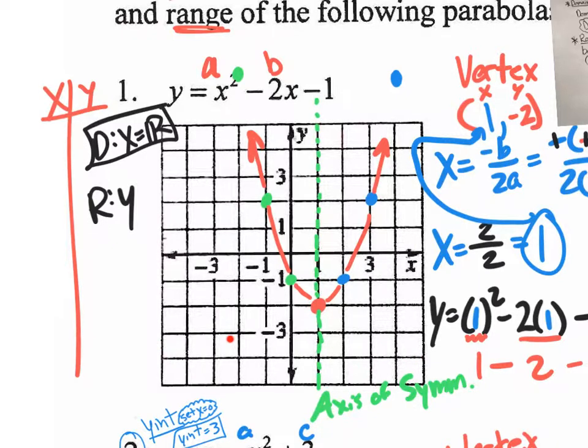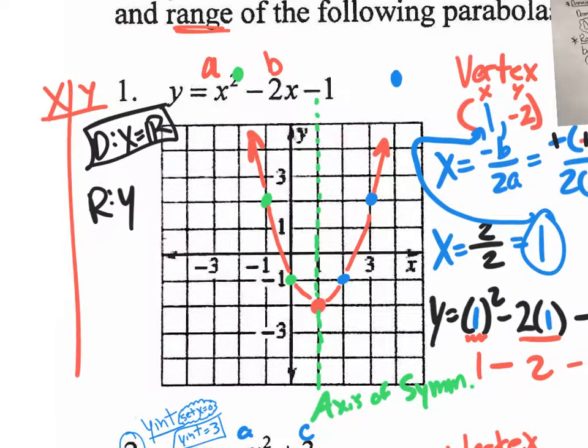It's not at -4. It's nowhere below that. So we need to state the range. We need to state where this parabola is with regards to y values. And let me tell you this. On our notes, it says that it's either going to be above or below your vertex y value. And of course, you have to include it.